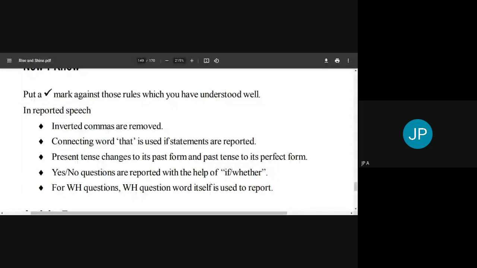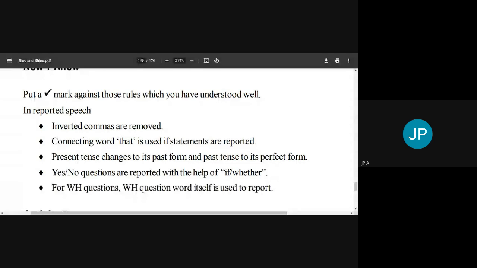Okay. And present tense will change into its past tense form, and past tense will change into its perfect form. So how does it happen? I'll show you a sentence. Tom said, "I was weak." This is a sentence in the past tense. So when I change it, I cannot say Tom said that he was weak, because that is again in the past tense. So I will have to go one step backwards again. I have to change it into past perfect tense. So I have to say, Tom said that he had been weak.